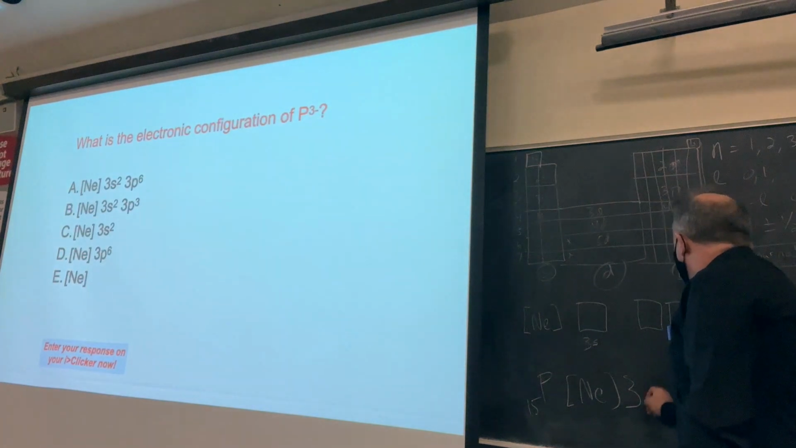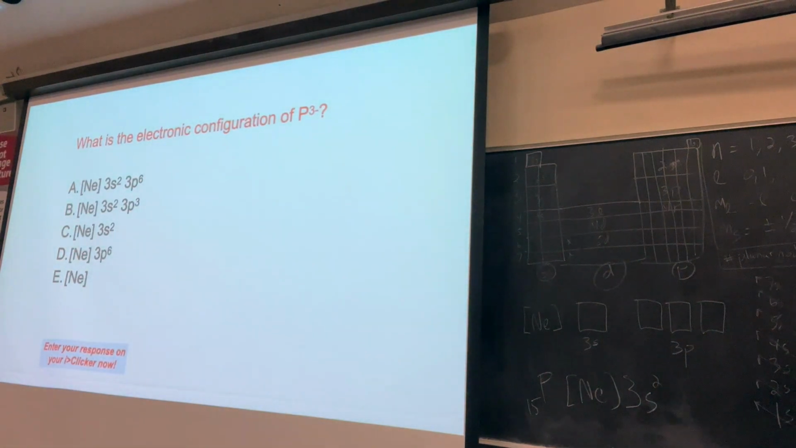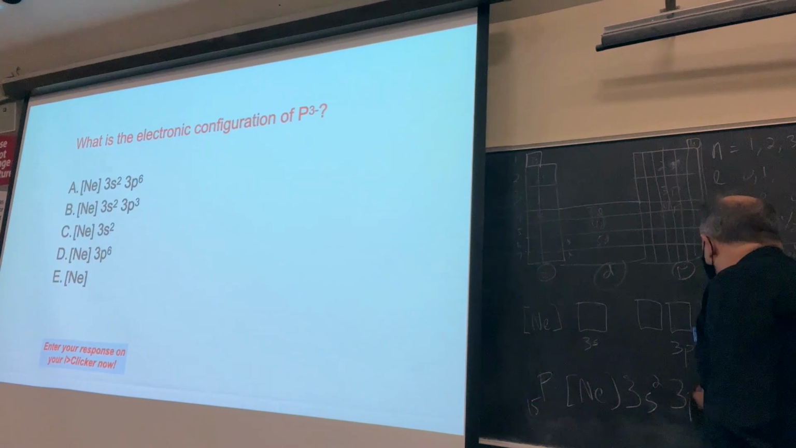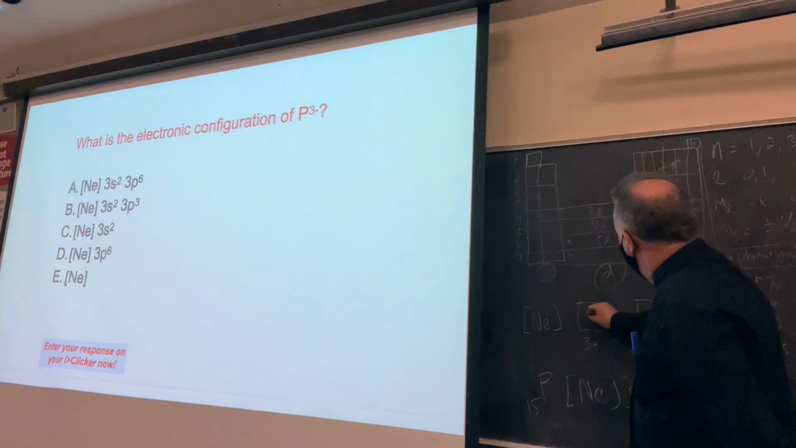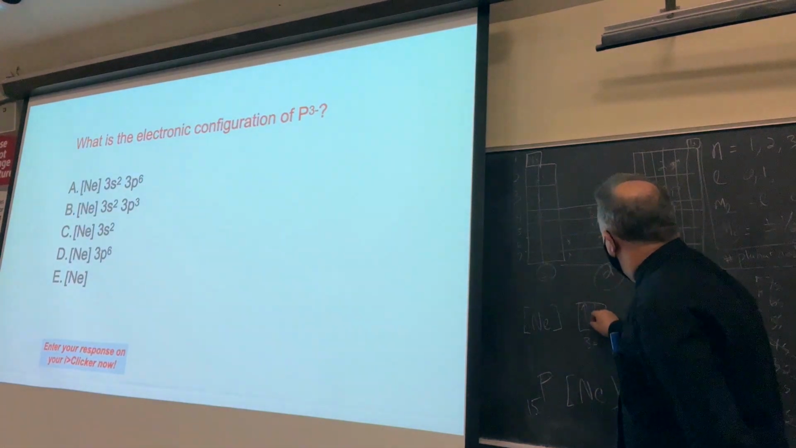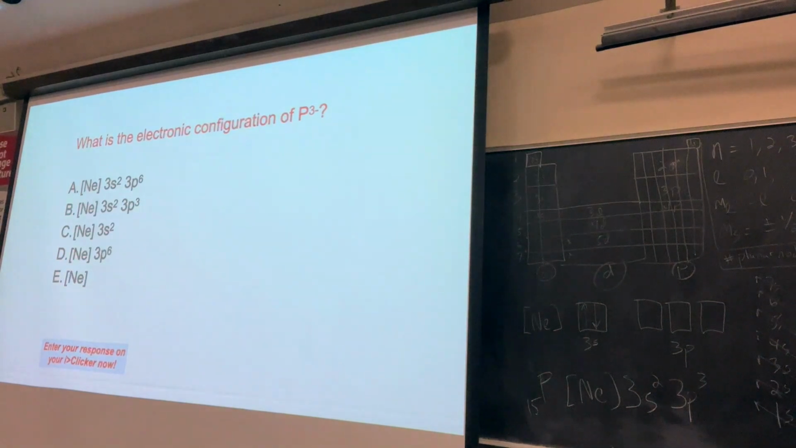The next two go in the 3s orbital, because we filled in the 2p to get up to neon, so 3s2. And then the last 3 electrons for neutral phosphorus would be 3p3. So you could write neutral phosphorus as neon 3s2 3p3. Now, I want to write this in orbital box notation because I can introduce some important ideas here. 3s2 means a spin up and a spin down. So that would be the way I would write 3s2 for phosphorus.